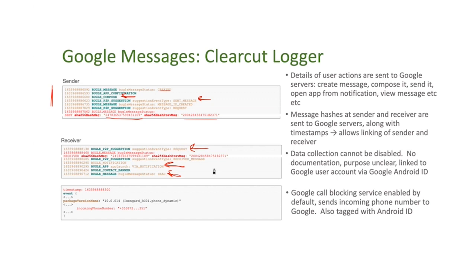Message hashes are sent to Google, allowing linkage. You see it's the same hashes on both sides. And this data collection can't be disabled. There's no documentation. It's all linked to the Google user account via the Google Android ID. This extra part here at the bottom is Firebase. Sorry, not Firebase, it's a separate log source, also sent through ClearCut, also linked through the Android ID from the call blocking service, and it sends the phone number, the incoming phone number. And by default that's enabled.